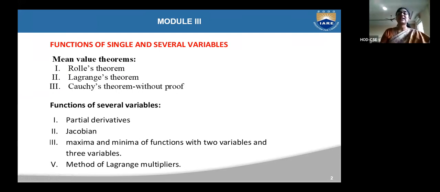And going to the second part, we have partial derivatives, Jacobian transformation, maxima and minima, and functions of several variables. Maxima and minima we have for 2 variables and 3 variables. Both are there. Okay, and a method of Lagrange's multipliers.